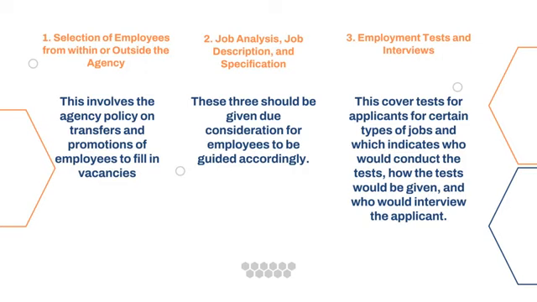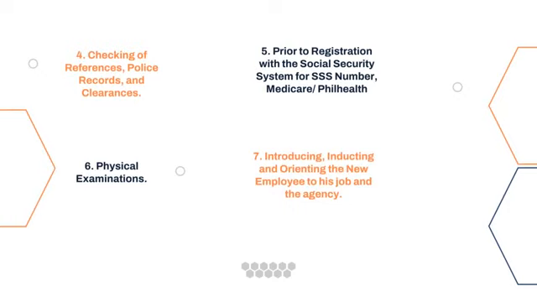The third one is the employment test and interviews. These cover tests for applicants for certain types of jobs and indicate who would conduct the test, how the test would be given, and who would interview the applicant. Number 4, checking of references, police records, and clearances. Number 5, prior to registrations with the Social Security System for SSS number, Medicare or PhilHealth. Number 6, physical examinations. 7, introducing, inducting, and orienting the new employee to his job in the agency.